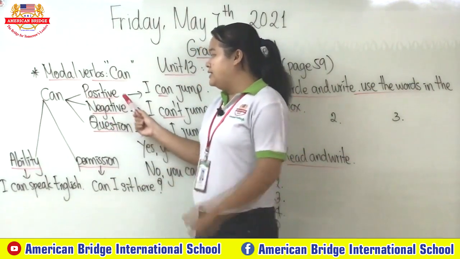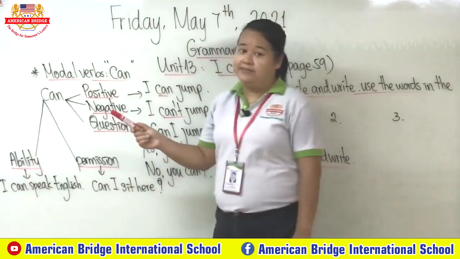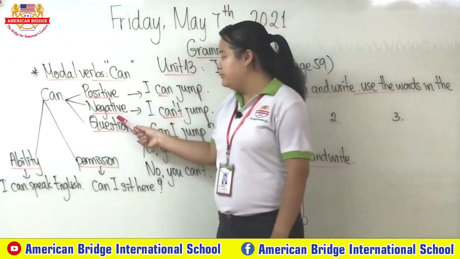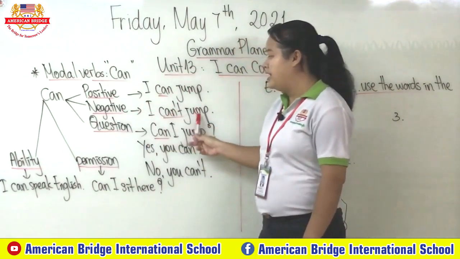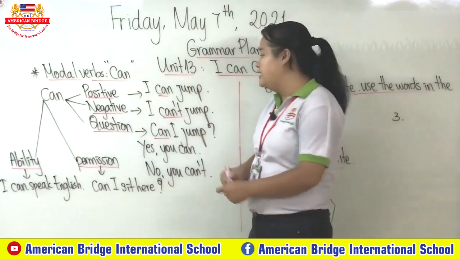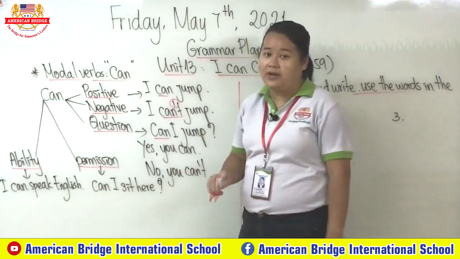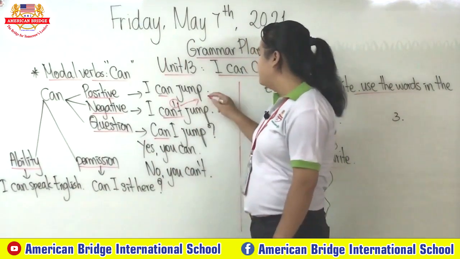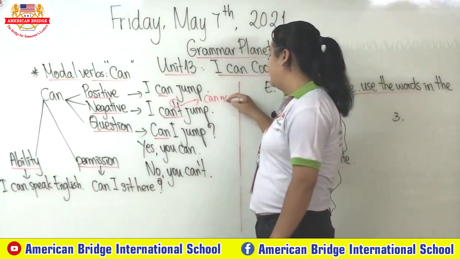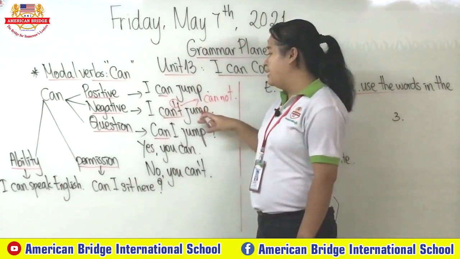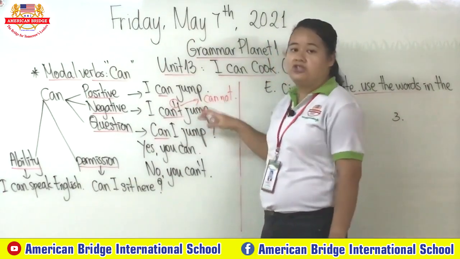So can, we can use with a positive example. I can jump, right? And negative we can say, I can't jump, or we can write it in two ways. This one we call the short form. That's why we need to use an apostrophe, right? But in full form you can write like this: can, cannot. You can write in two ways: I can't jump or I cannot jump, right?